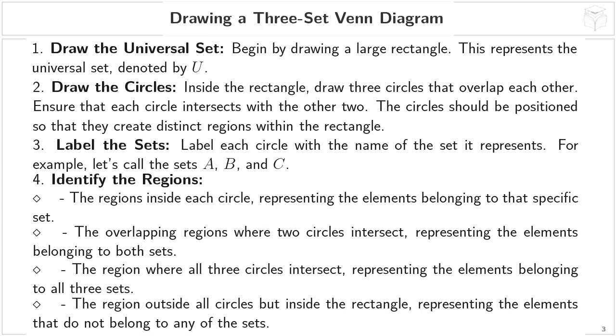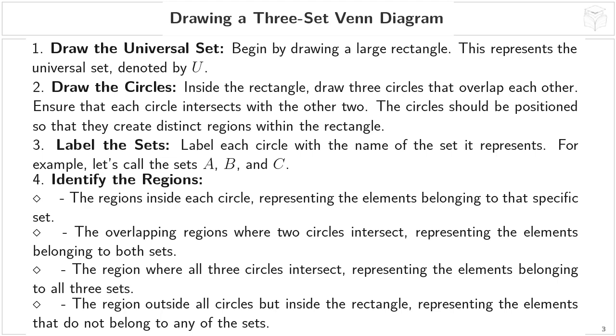Finally, identify the regions. This is where it all comes together. Let's break down what each region means. The areas inside each circle represent all the elements that belong to that specific set. So everything within circle A is part of set A, and so on. Where 2 circles overlap, that represents the elements that are in both of those sets. That's their intersection. The area where all 3 circles overlap represents the elements that are in sets A, B, and C simultaneously. And finally, the area outside all the circles, but still inside the rectangle, represents elements that don't belong to any of the sets A, B, or C.